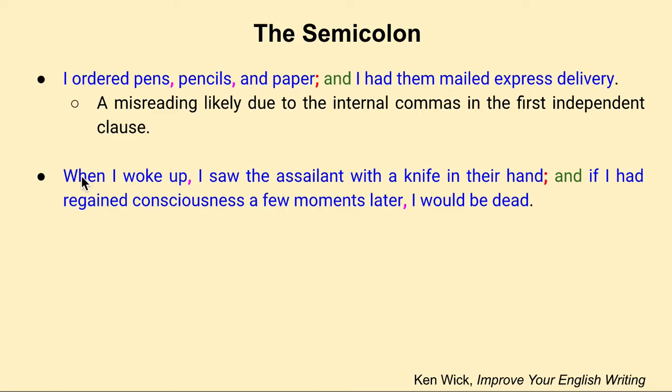Next example: when I woke up, I saw the assailant with a knife in their hand; and if I had regained consciousness a few moments later, I would be dead. So here in blue we have independent clauses, and they are separated with a coordinating conjunction. Now you'd say, back to rule 3, I think it is, you separate 2 independent clauses with a coordinating conjunction with a comma.